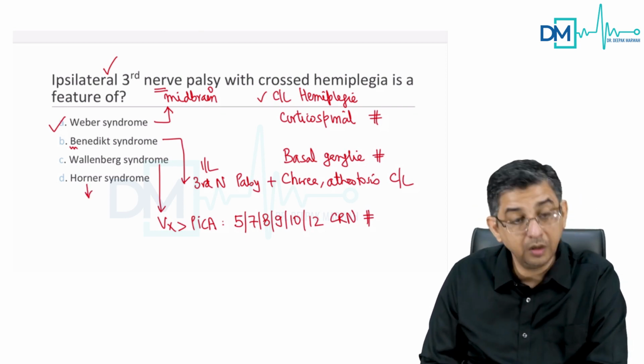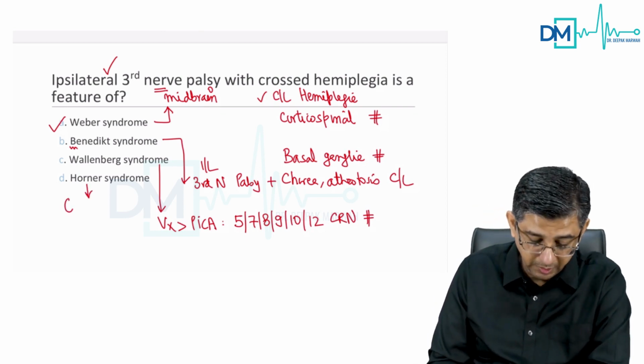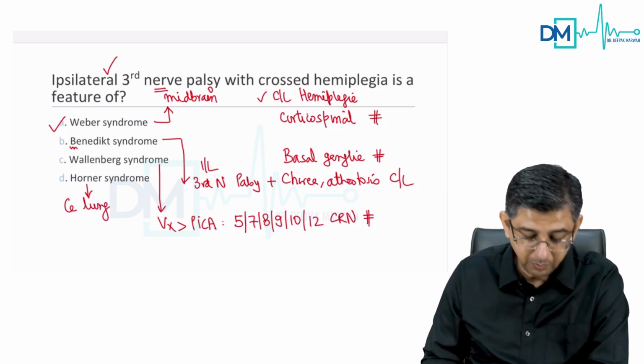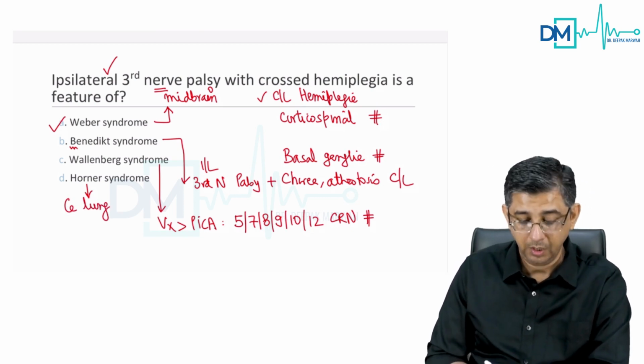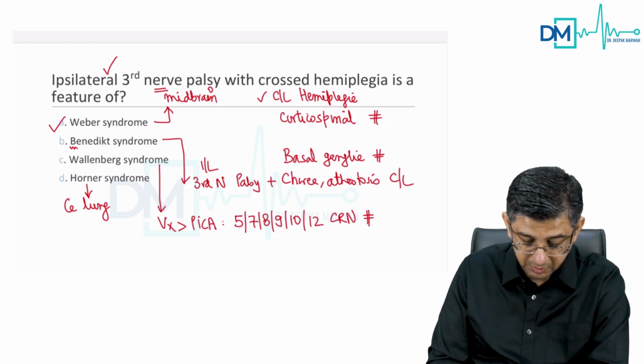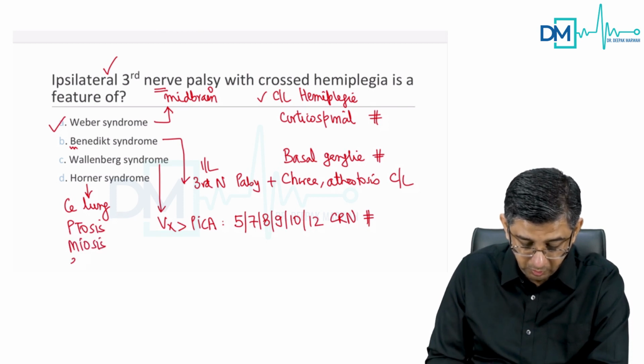Horner syndrome can occur with respect to lung cancer, or Horner syndrome can be seen even with stroke, and Horner syndrome would have a manifestation of ptosis. There would be a presence of miosis. There would be an enophthalmos.